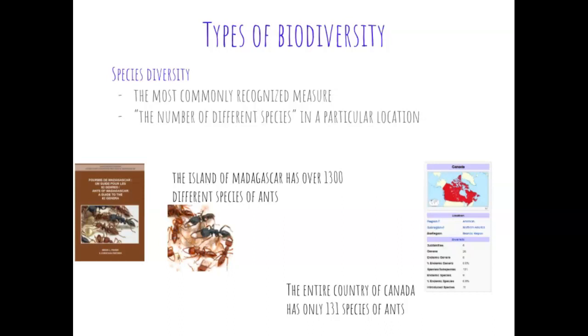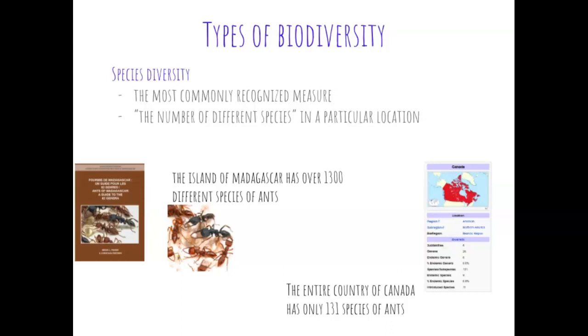So just for an example, the island of Madagascar has over 1,300 different species of ants, whereas the entire country of Canada only has 131 species of ants. There's large differences in the biodiversity of ants between those two locations for various reasons. So Madagascar is a tropical biome, which means that it would tend to have more species in general. And the reasons for that we've discussed. And Canada has fewer. It's further north. It has a shorter warm season when the ants would be active, things like that.